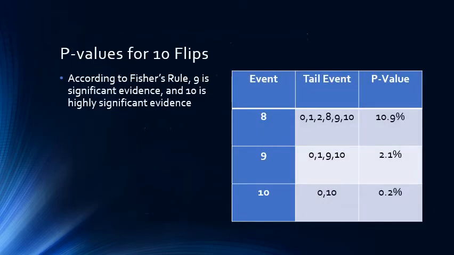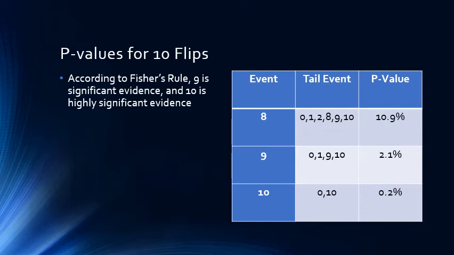We show how we can calculate these p-values. If the event is 8, then the tail event is 0, 1, 2, 8, 9, 10, and you can calculate the probability of all of these 6 outcomes combined is 10.9% or almost 11%. If you look at the event 9, then the tail event is 0 and 1 and 9 and 10, and that has p-value 2.1%. And the 10 has the tail event 0 and 10, which is 0.2% only.